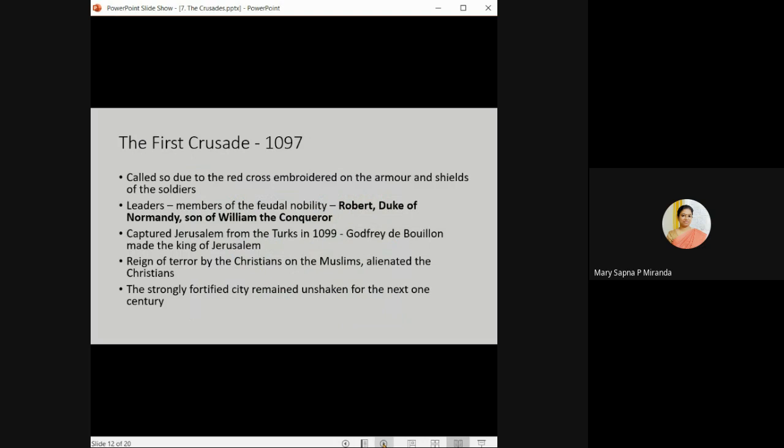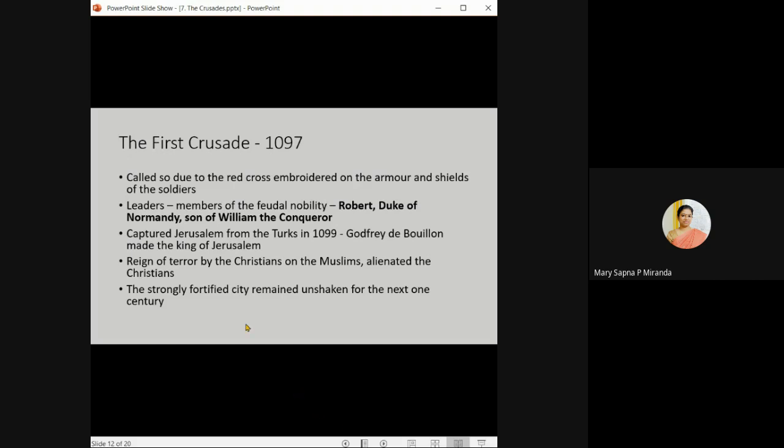Now the first crusade was fought in the year 1097. Why is it called crusade? It is called crusade due to the red cross that was embroidered on the armor and shields of these soldiers. So they had this insignia, a white background with a red cross in the middle. That was the symbol of the crusaders. And the leaders of the first crusade were members of the feudal noble families. One prominent leader here was Robert, Duke of Normandy, the son of William the Conqueror.